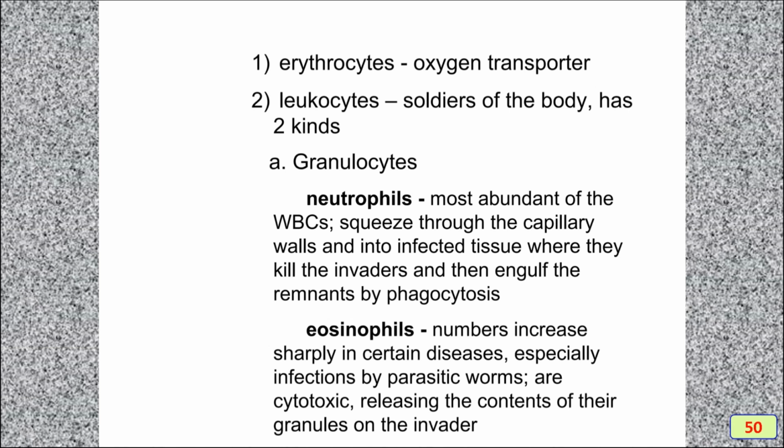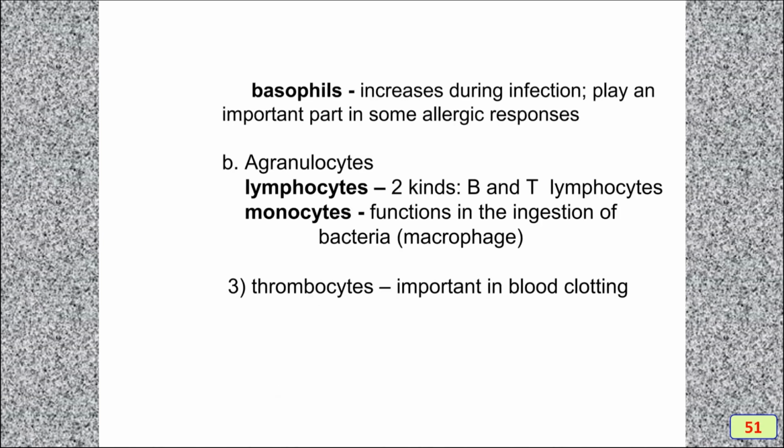Neutrophils are the most abundant of the WBCs or white blood cells, and they squeeze through the capillary walls into the infected tissue, where they kill invaders and engulf the remnants by phagocytosis. Whereas eosinophil numbers increase sharply in certain diseases, especially parasitic worm diseases, and these are cytotoxic in nature, releasing the contents of their granules on the invader. Then basophils increase during infections and play an important part in the allergic response.